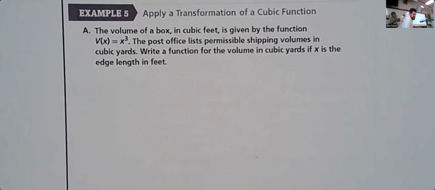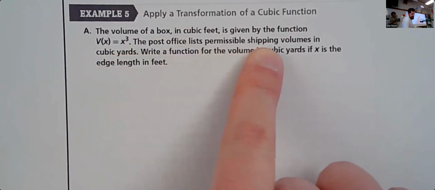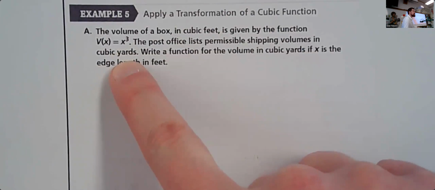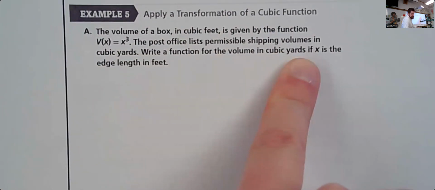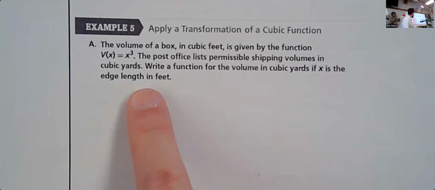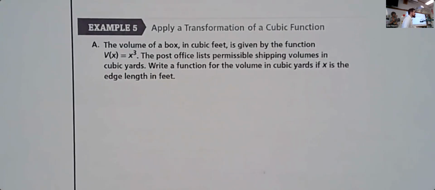So the volume of a box in cubic feet is given by the function x cubed. The post office lists permissible shipping volumes in cubic yards. Write a function for the volume in cubic yards if x is the edge length in feet. So let's try to figure out what to do with this.